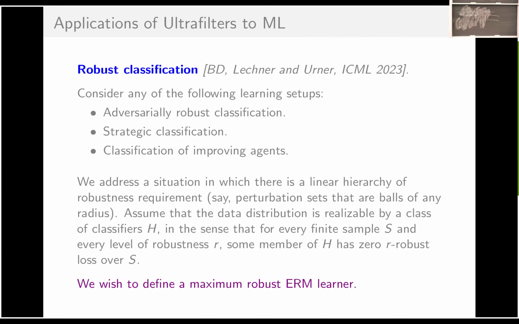I'll see a sample, I will adjust myself to the sample in a maximal robust way, but I need a classifier in the class. I want to know how it is going to behave outside the sample. Can I fix this behavior outside the sample? And for that, we use happily ultrafilters.